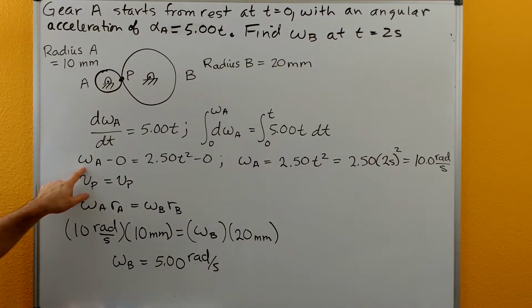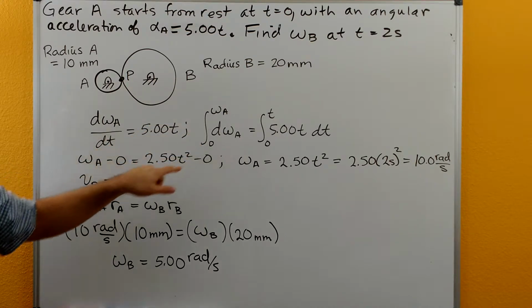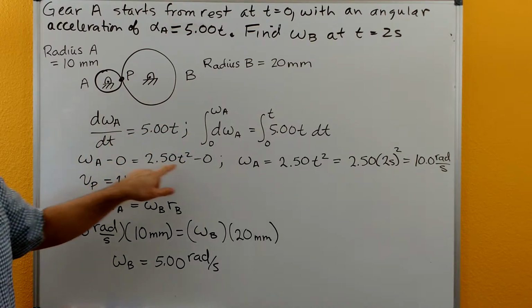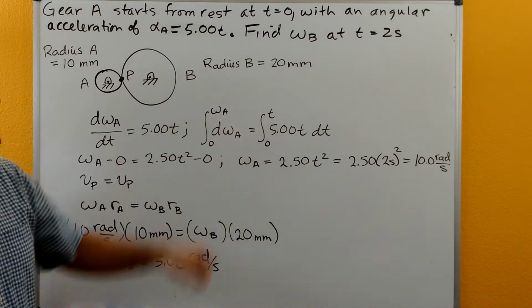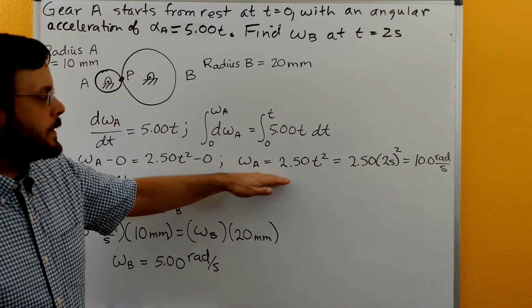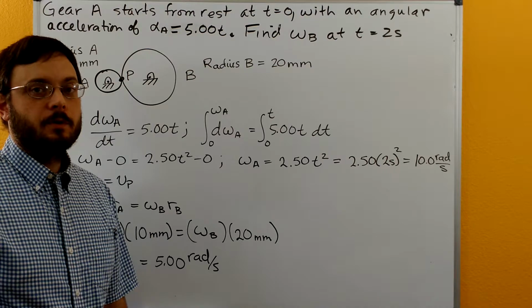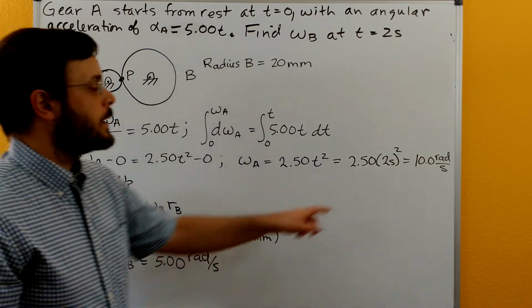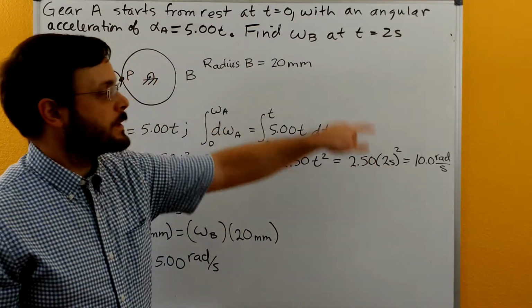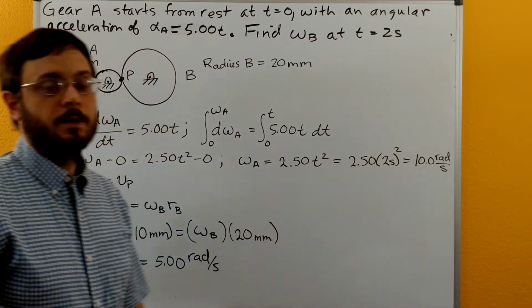Integrating this, we get omega A minus 0, plugging in both limits, and then we get 2.5 t squared minus 0, again plugging in both limits. Cleaning it up, we get that omega A is 2.5 times t squared, and then we'll plug in our time of 2 seconds, and we'll get an omega A of 10 radians per second.